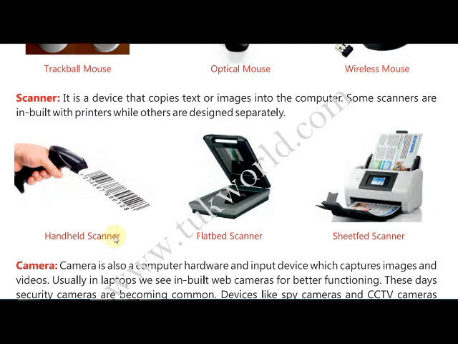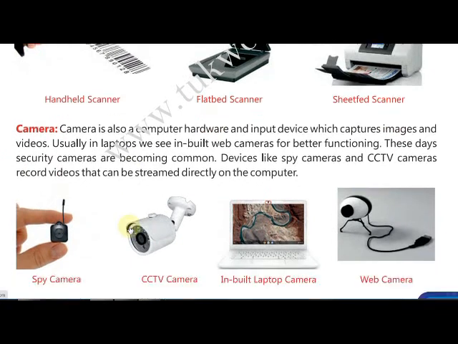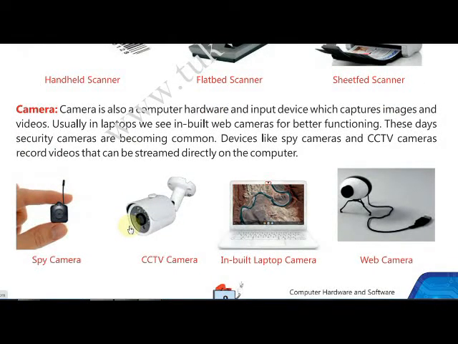Then after this, the next one is the camera. It is also an input device. The camera is used to capture live images and convert these images into digital form. This is the main purpose of a camera. And so many different types of cameras are there, in which web camera, CCTV camera, spy camera, and inbuilt laptop camera.